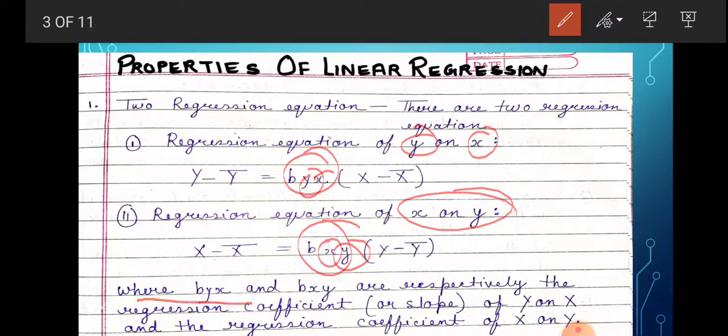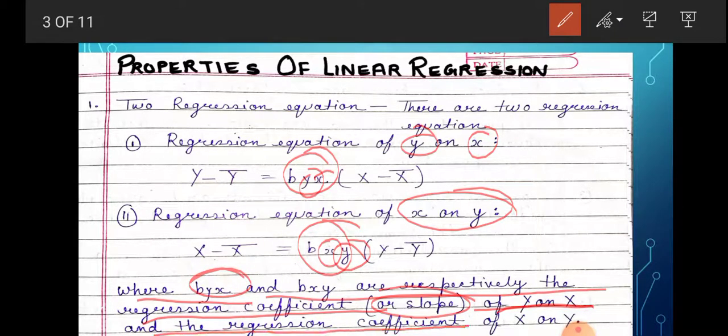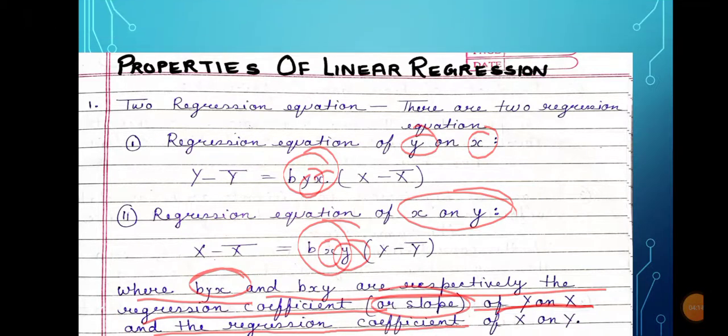Here byx and bxy represent the regression coefficients, and the regression coefficient is also known as the slope of y on x, because first I have written yx, so it is y on x. The second one is the regression coefficient or slope of x on y. This is a very important property.